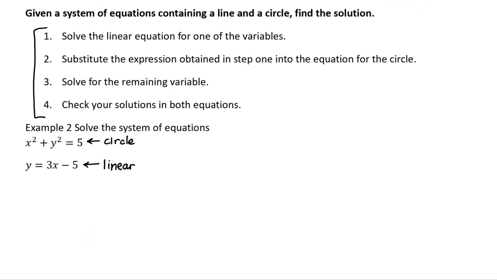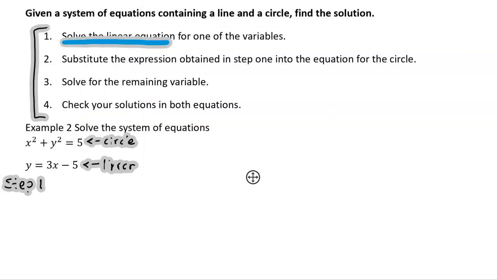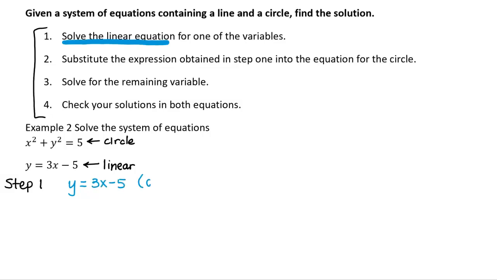So let's go through our steps of solving this equation. Step 1, we want to solve the linear equation for one of the variables. It doesn't matter which variable we solve for, but that linear equation, y is equal to 3x minus 5, is already solved for y. So I don't have to do anything to manipulate that equation because we already have y isolated on one side of that equation. Sometimes you may have to move things around, but this was not one of those cases. So now let's move on to step 2.